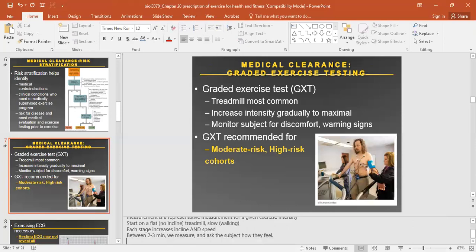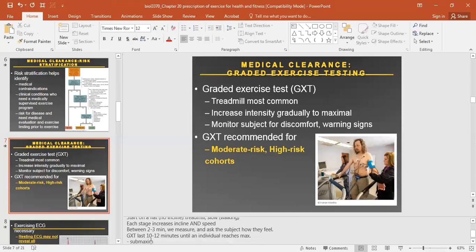Most graded exercise tests, GXTs, should only last about 10 to 12 minutes until an individual reaches max. Now, there are different types of graded exercise tests.